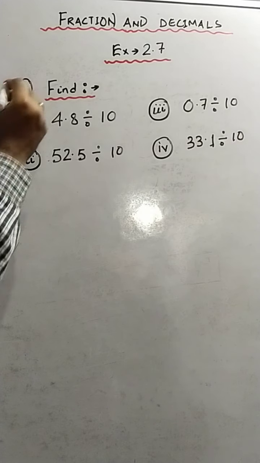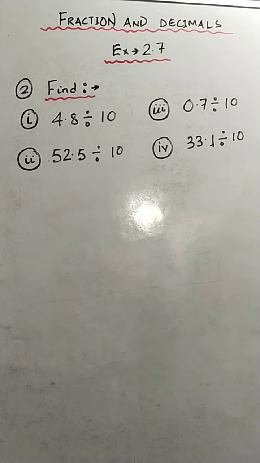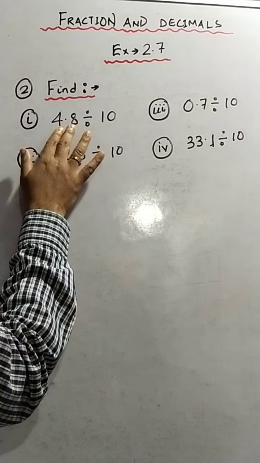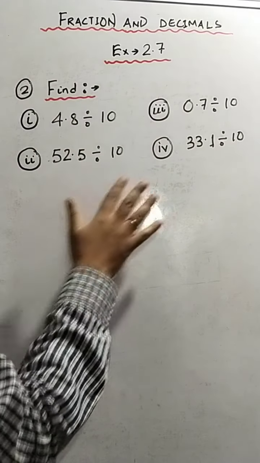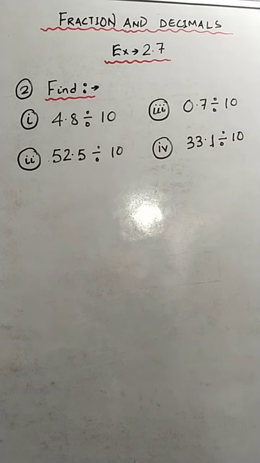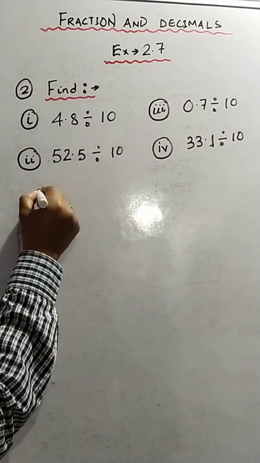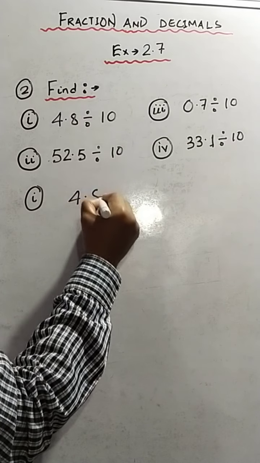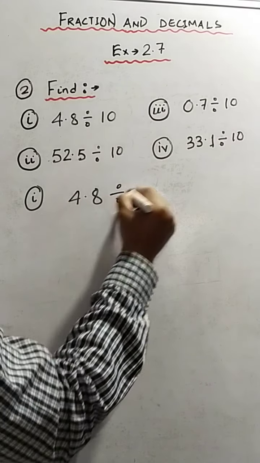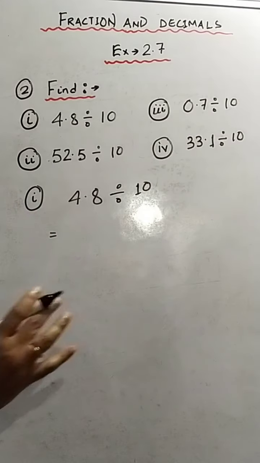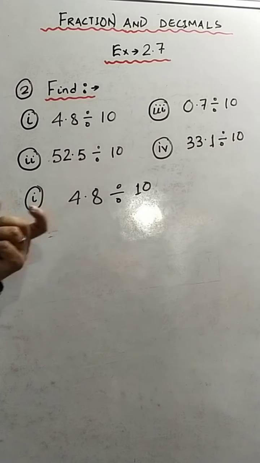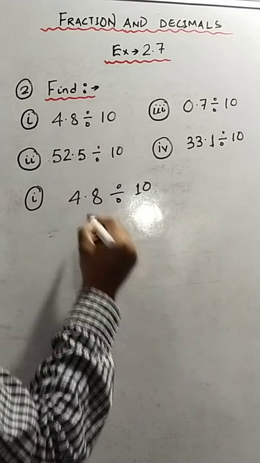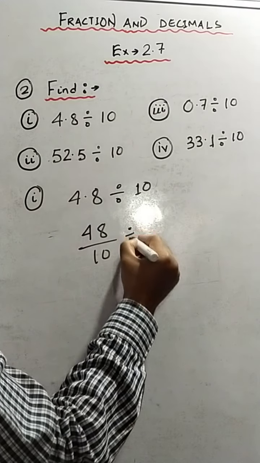Question number 2. This is question number 2, students. What we have to find now, this time, as you are observing, is that all the decimal numbers are divided by 10. Fine. So it's also very, very easy. So let's do sum number 1 of question number 2. Now that is 4.8 divided by 10. Same thing we have to do. The first thing we have to do is convert the decimal form to a fractional form. That will look like 48 by 10 divided by 10.